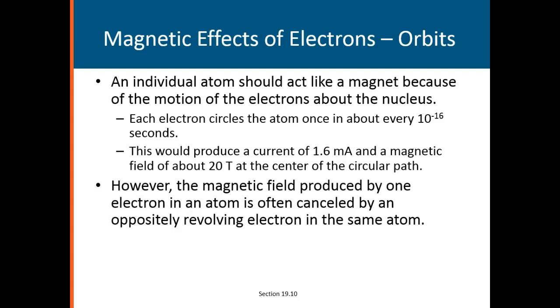The magnetic field produced by one electron in an orbit is often canceled by an oppositely revolving electron in the same atom. So for every electron that you have going like this around an atom, you have another one going like this, so their magnetic fields cancel out. Now, the one exception to that I've never understood is hydrogen. Hydrogen only has one electron. So why in the world is it not somewhat magnetic? I don't know. It's not.